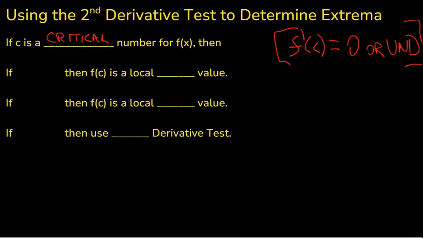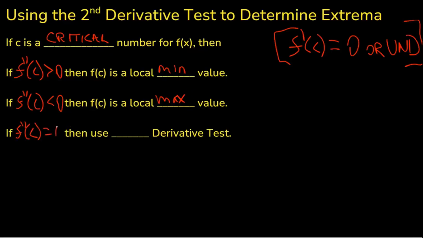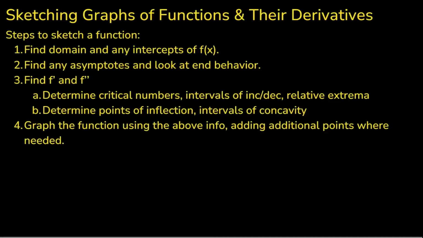If the second derivative at c is positive, then f of c is a local min. If the second derivative is negative at c, then f of c is a local max value. If the second derivative is 0 at the critical number, then the test is inconclusive and you have to use the first derivative test. Sketch graphs of functions and their derivatives.